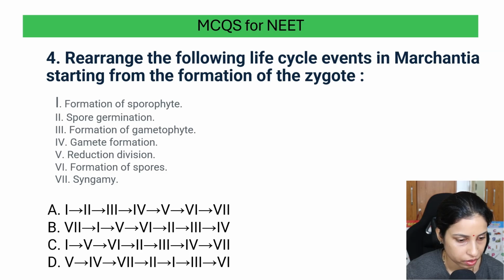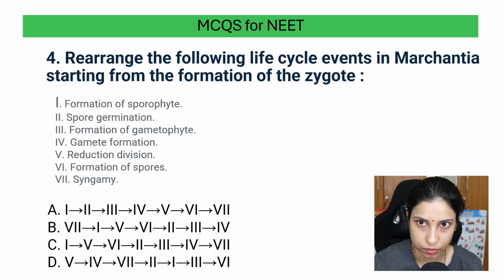We just clear it. After zygote, what is the process? Formation of sporophyte. It is correct. Next, spore germination. No, it is not correct. After the sporophyte, what will happen? It should undergo reductional division so that the spores are formed. So option A is wrong. The next option is the second one.